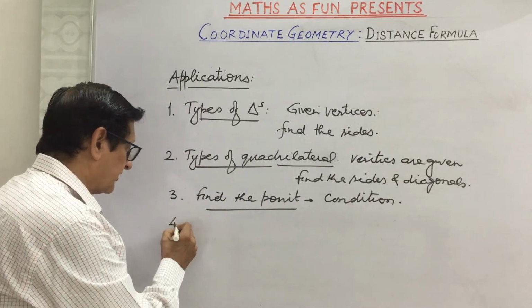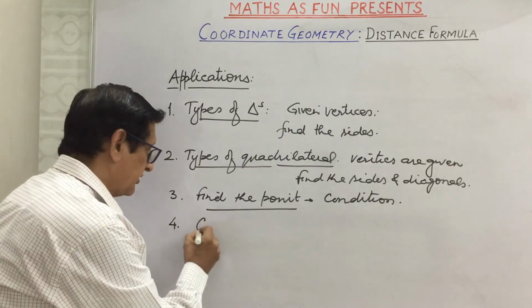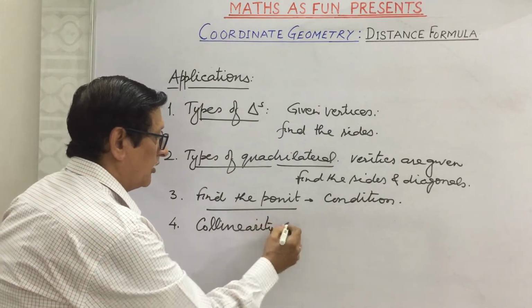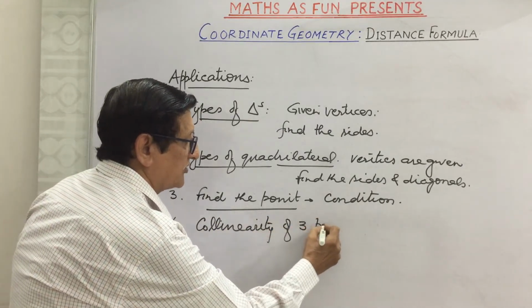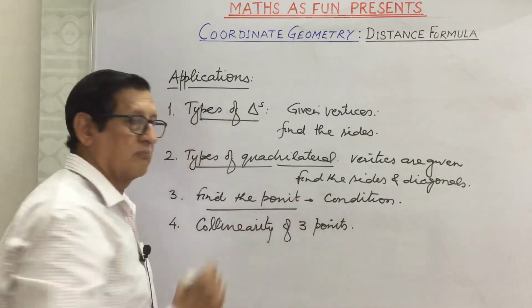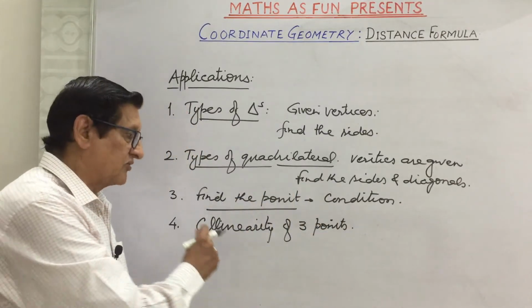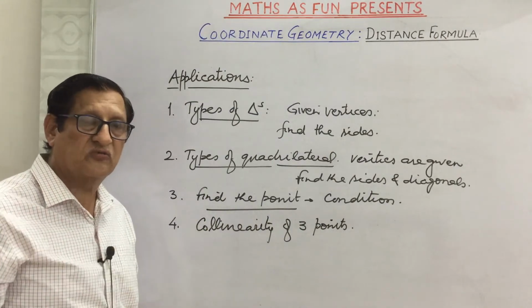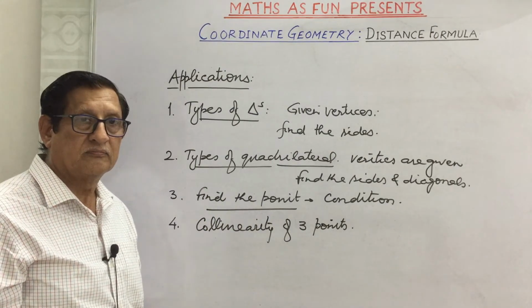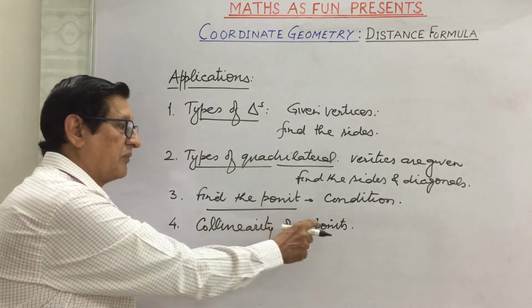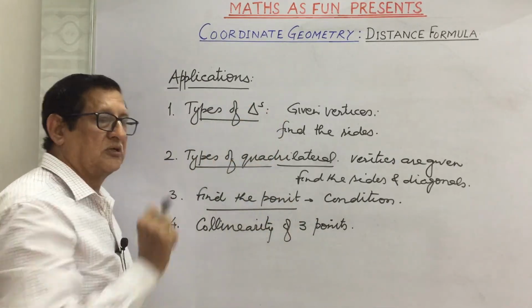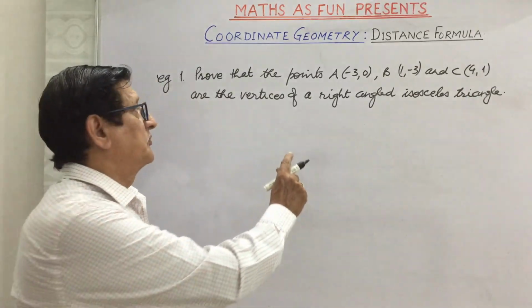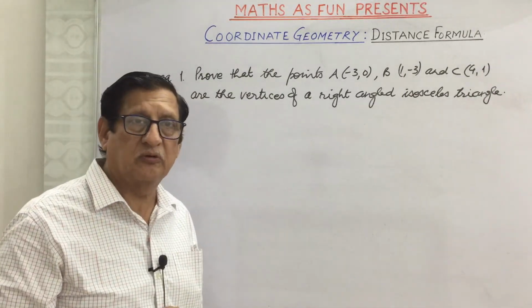Then we can also find out the collinearity of 3 points. Collinearity means if the 3 points are lying in a line. We will discuss about this in the next video. So this also can be done by using the distance formula. Now we will discuss some examples on the application of the distance formula.